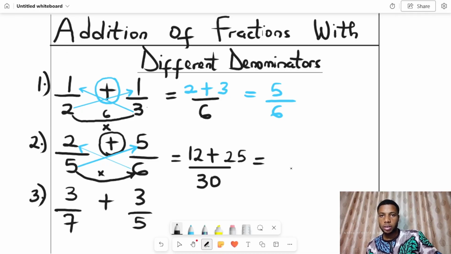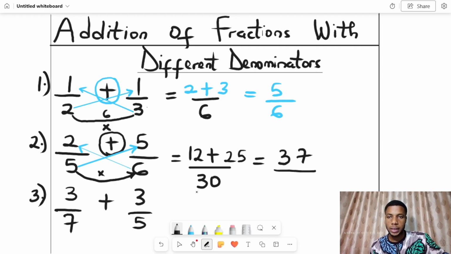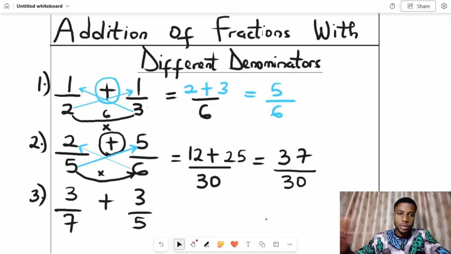Please tell me, mathematicians in the house, 25 plus 12, or 12 plus 25, is what? That will be 37 over 30 as our denominator. Easy peasy, lemon squeezy.